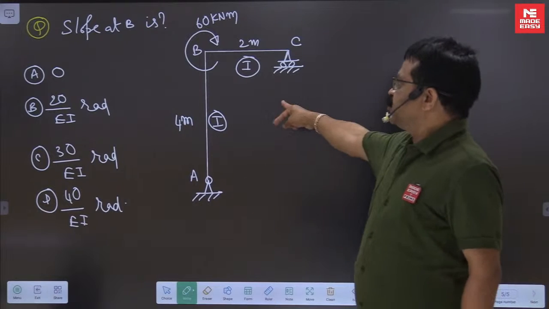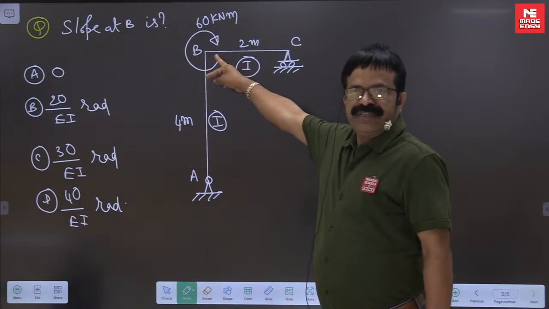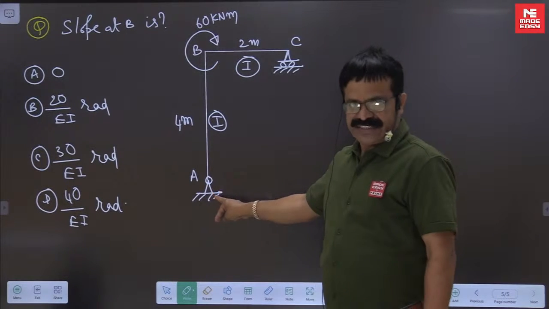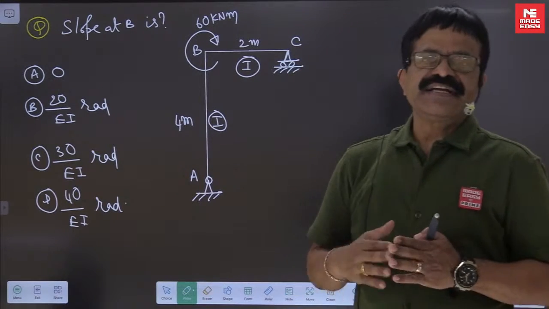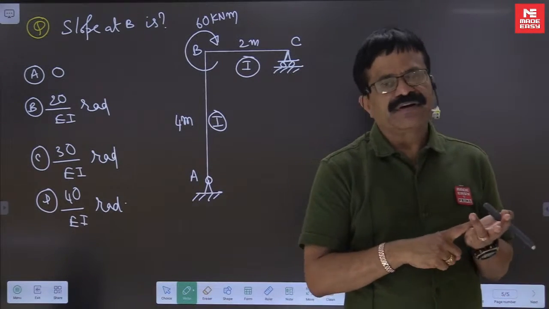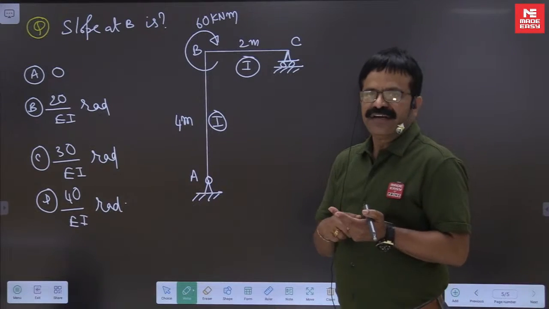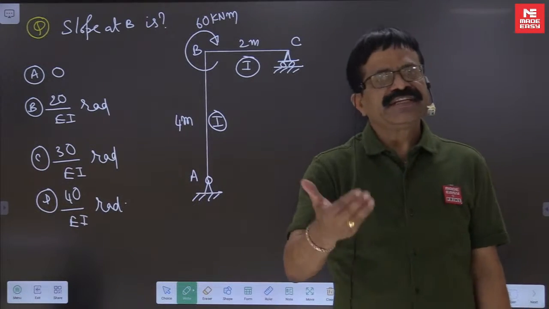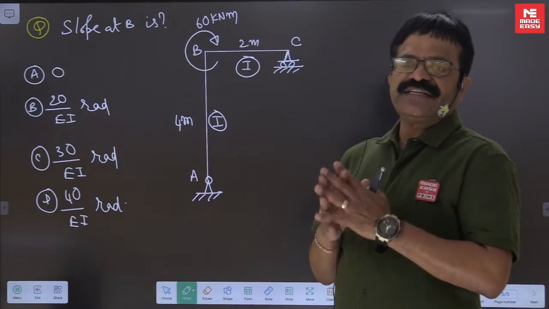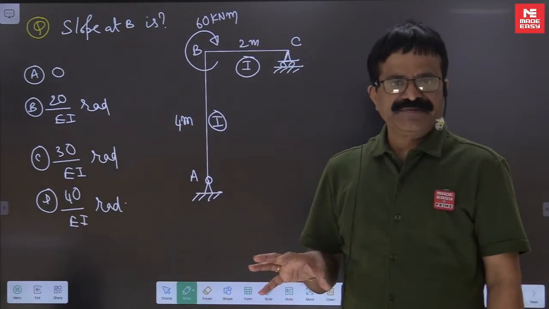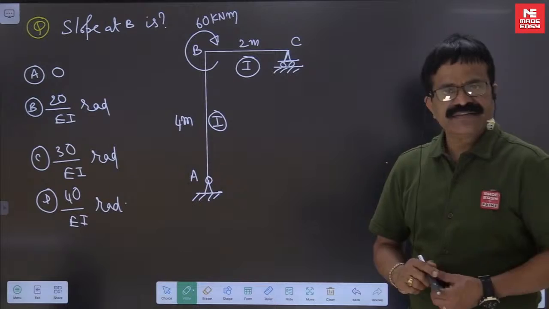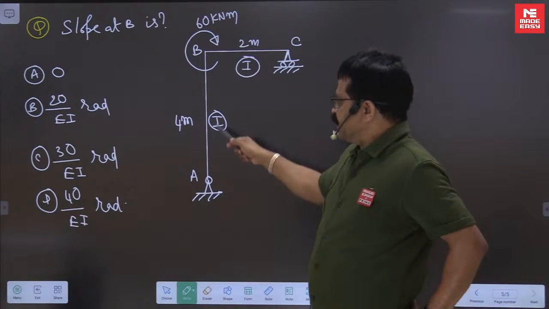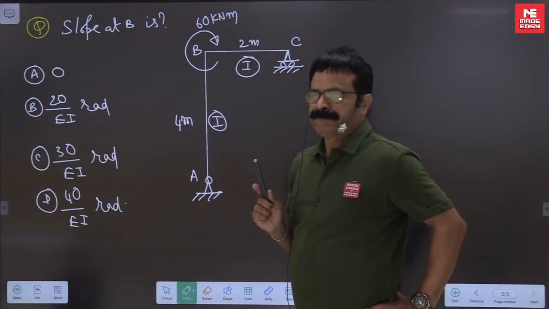Next, to find the slope at B: it is a statically determinate structure, with hinge support and roller support. If you have a statically determinate frame, determinate truss or determinate beam, then you must use Castigliano's theorem 2 or the strain energy method. That is the best way to get out of the problems in our stipulated time. So we take the strain energy method.